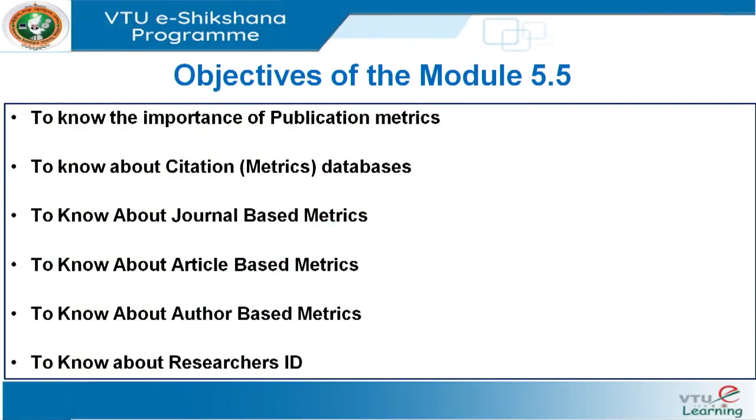The main objectives of this module are to know the importance of publication metrics, to know about citation based metrics and citation databases. We knew that from a literature point of view. Now we will see these citation databases from a publication metrics point of view, and to know about journal based metrics, and also to know about article based metrics and author based metrics. These are the three different types of metrics with which we can assess scholarly papers.